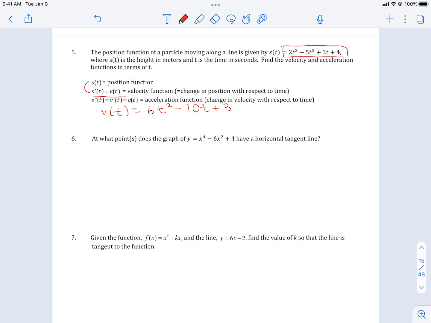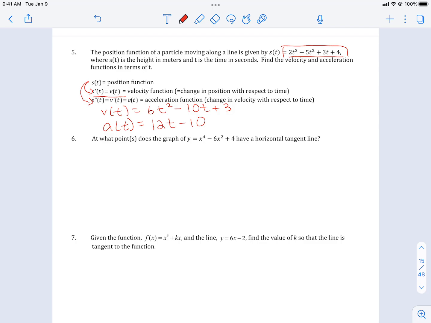So if you go from position to velocity, the first derivative, that'll get you your velocity. The second derivative of the position function is actually your acceleration function. So to get to the acceleration function, I can just take the derivative of velocity. So this would be 12t minus 10.